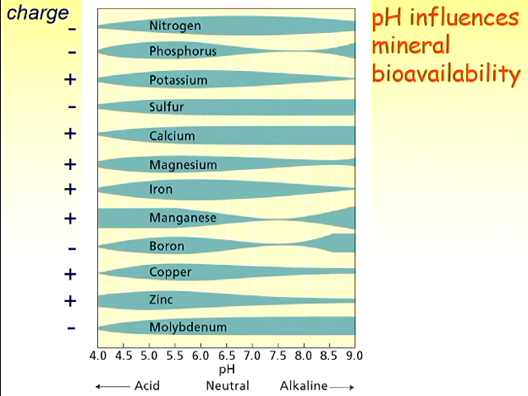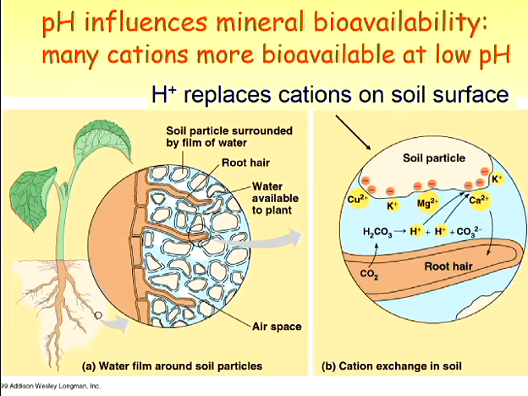And also phytoremediation is another application of plants where you would want maximum accumulation. And then you could help the plants accumulate a little bit more by maybe manipulating the pH. So pH influences mineral bioavailability. Many cations are more bioavailable at a lower pH, and that is because the H+ concentration goes up when the pH goes down, because pH is defined by the H+ concentration. It's the -10 log of the H+ concentration.